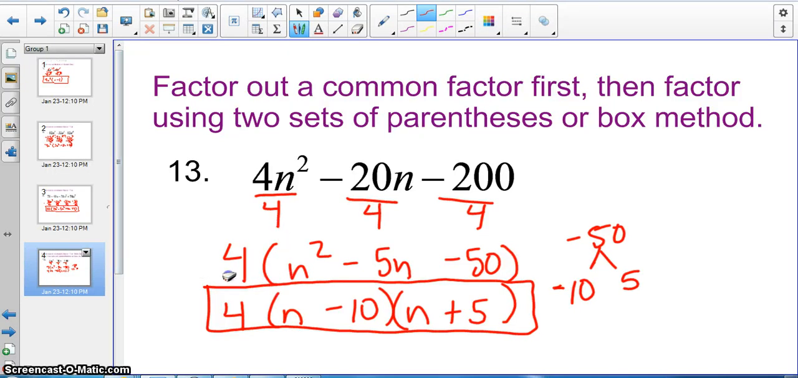The reason why I would not do the box method is that the only time I use a box method is when your n squared term or your x squared, your quadratic term here, has a coefficient out in front of it greater than 1, because then that'll give you a lot of different numbers you could possibly use. But when it's just 1n squared or 1x squared, I'll just set up my two sets of parentheses, break this first term down to n and n, then find two numbers that multiply to negative 50 but add up to negative 5.